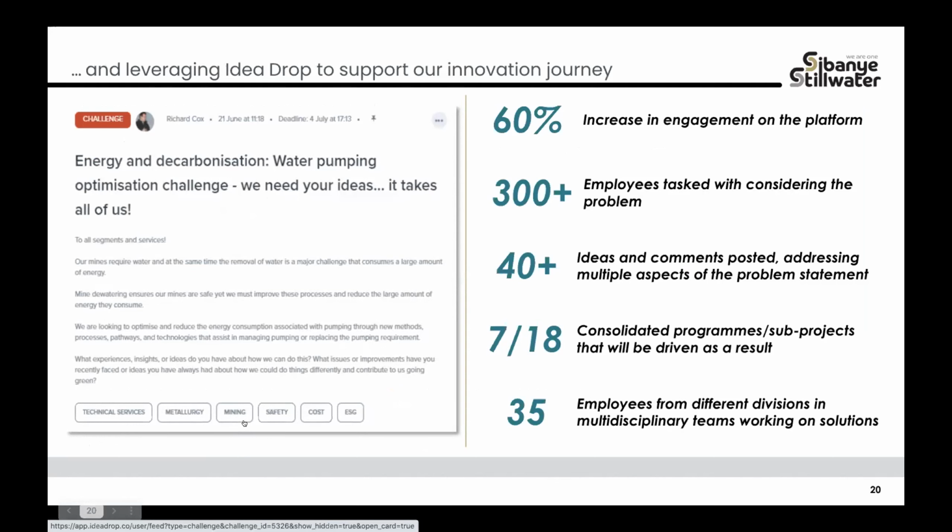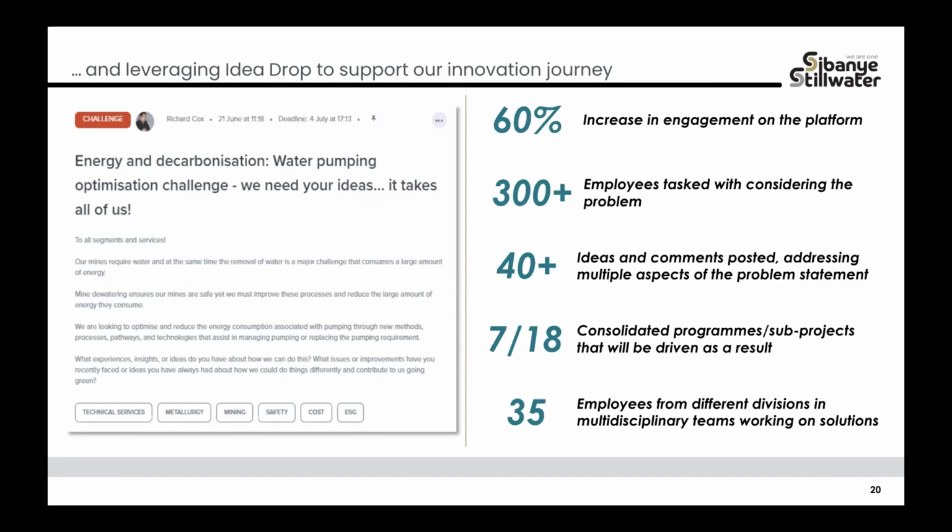And this is, I guess, an example of how we're leveraging Idea Drop to support this journey. We are running a series of challenges under a campaign focused on energy and decarbonization. At the moment, there are currently 8 specific challenges under that campaign, dealing with various aspects of our energy consumption and how to optimize it and indirectly achieve decarbonization benefits for it.